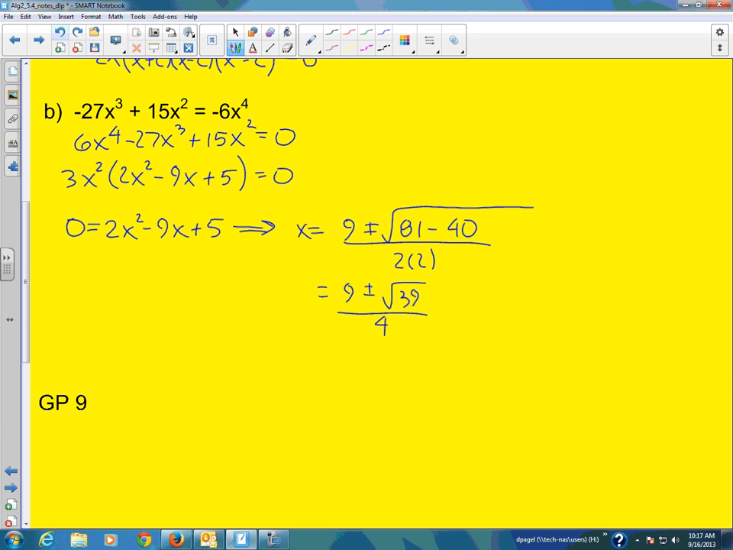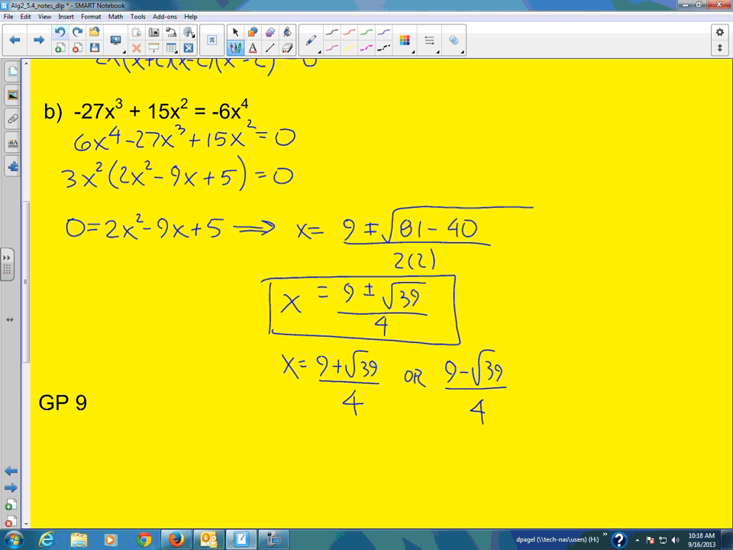The square root of 39, we won't make it a decimal number. We'll leave it as a simplified radical. It's just the square root of 39. So in this case, we get x is equal to 9 plus the square root of 39 over 4, or 9 minus the square root of 39 over 4. Both of them being real numbers. You could go ahead and just leave that as your answer. You don't have to separate it.